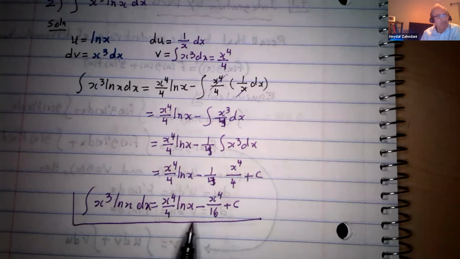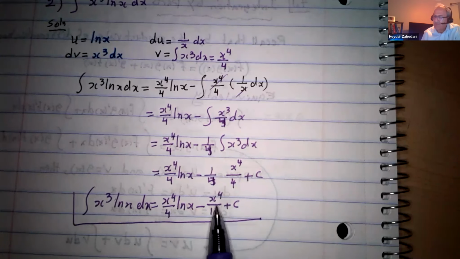We can make a formula for it, but we don't want to. See, this is x cubed. That gives x to the 4th over 4. This would be x to the 4th over 16 plus c.